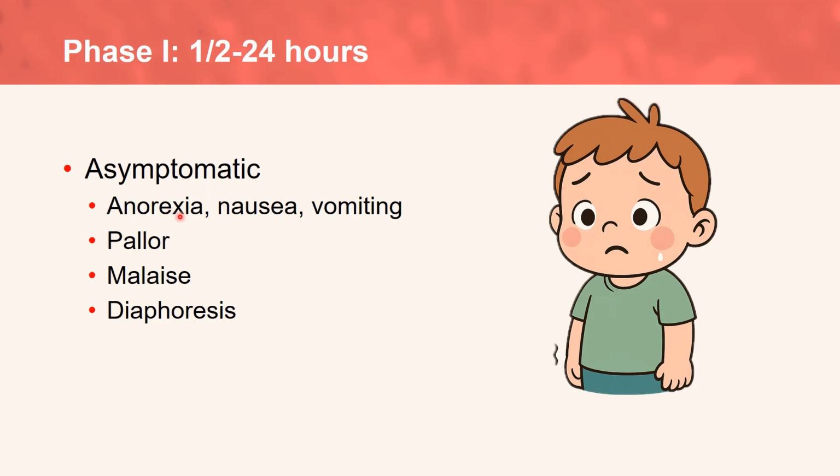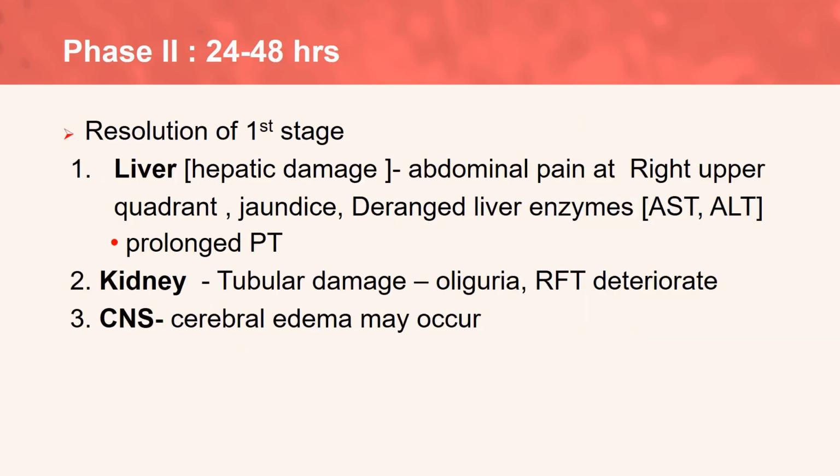Now let's come to the clinical features based on the phase with the hours. Phase 1, half an hour to 24 hours: the child may remain asymptomatic, or there will be anorexia, nausea, vomiting, pallor, malaise, and diaphoresis; they sweat a lot. Phase 2, 24 to 48 hours: there is resolution of the first stage, but the liver, kidney and CNS are affected. There is hepatic damage presented by abdominal pain in the right upper quadrant, jaundice, deranged liver enzymes, especially AST and ALT, and prolonged prothrombin time. There is damage to the kidney, tubular necrosis, which presents as oliguria and derangement of renal functions. In the CNS, there is cerebral edema, which may present as convulsions or even coma.